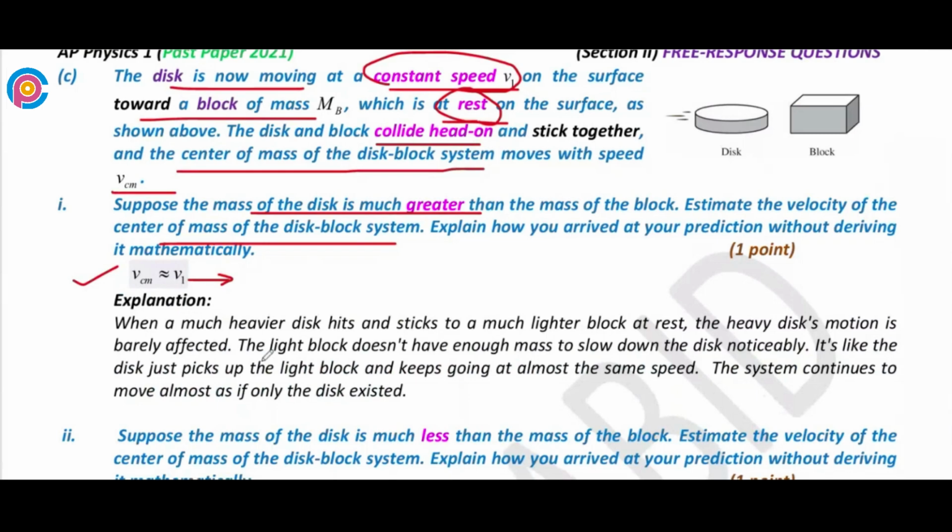Now the explanation of why this is the answer: the much heavier disk, when it hits the lighter body which is at rest, has its motion barely affected. The lighter block doesn't have enough mass to slow down the disk noticeably. It's just like the disk picks up the light body and keeps going at almost the same speed. So the system continues to move almost as if only the disk existed. That's the reason there is no effect of the block on the motion of the disk.